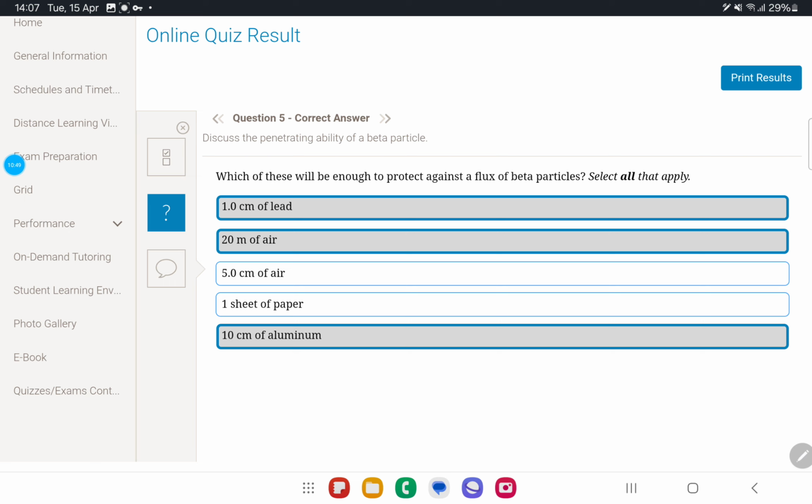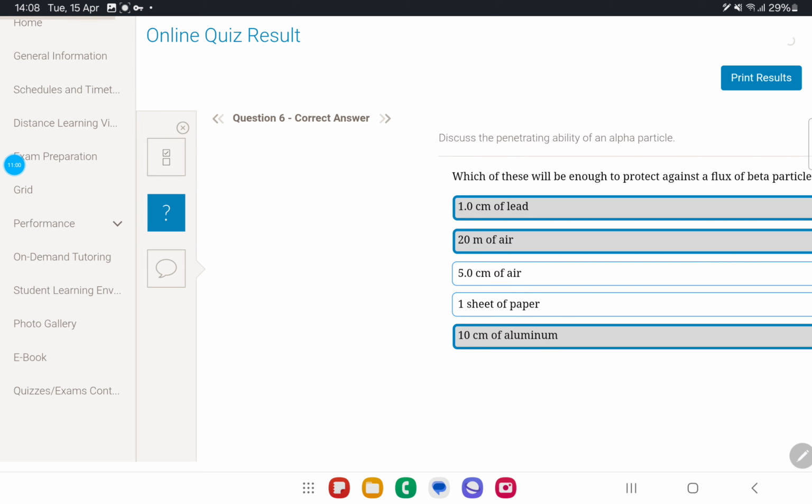And yeah, 1 sheet of paper, of course not. That can stop alpha, but not beta. Beta can penetrate that. 5 centimeter of air, that's too small. While the others are all enough. Memorize this.